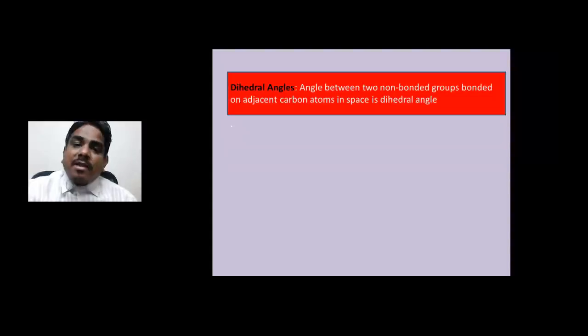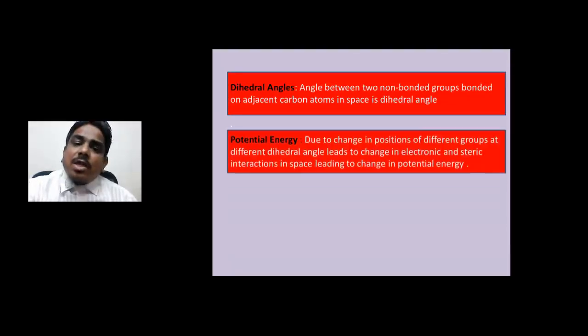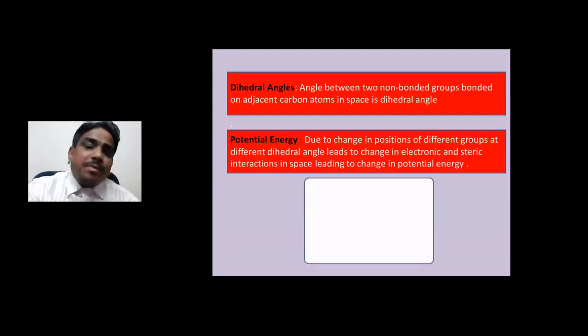The third way for the description of the conformation is the dihedral angle. Dihedral angle is nothing but the angle between non-bonded groups around the adjacent carbon atoms in space. Because of a change in dihedral angle, the potential energy of the molecule changes. Those non-bonded groups on the carbons show different interactions in space, like electronic interaction and steric interaction. That interaction leads to a change in the potential energy of the molecule.